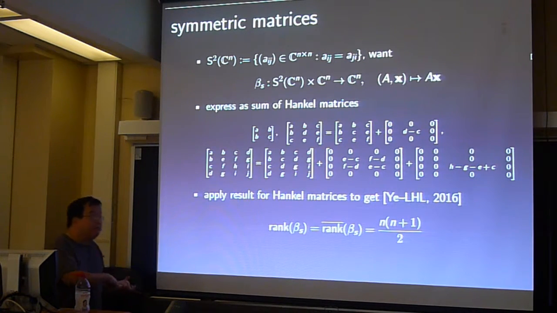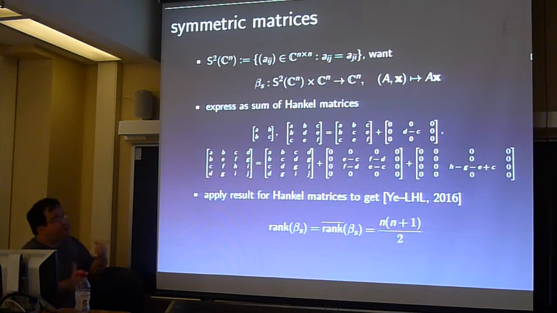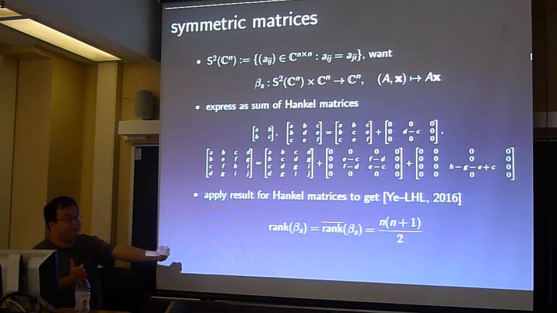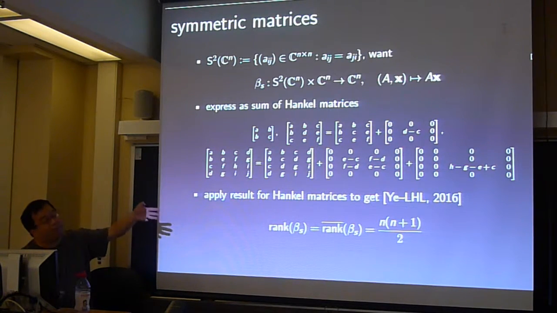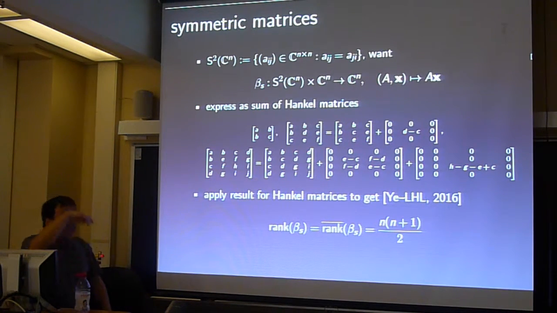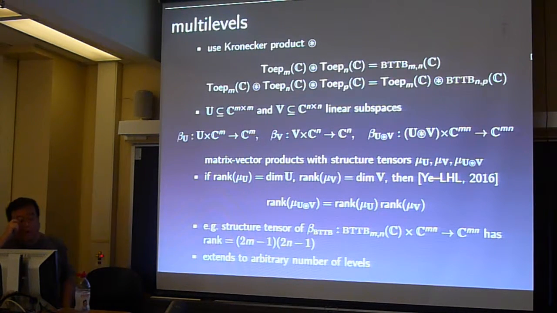So the algorithm for multiplying a symmetric matrix by a vector is to first decompose the symmetric matrix into a sum of Hankel matrices. You can also construct that homomorphism. It is embedded into a direct sum of spaces of Hankel matrices, which is in turn embedded into a 2n by 2n circulant matrix, and you do the operation in there and map back. All of this is optimal in both the approximate and the exact sense, rank and border rank. What about multi-levels?